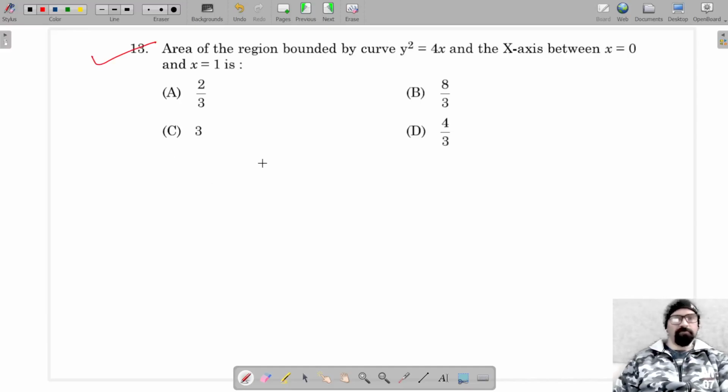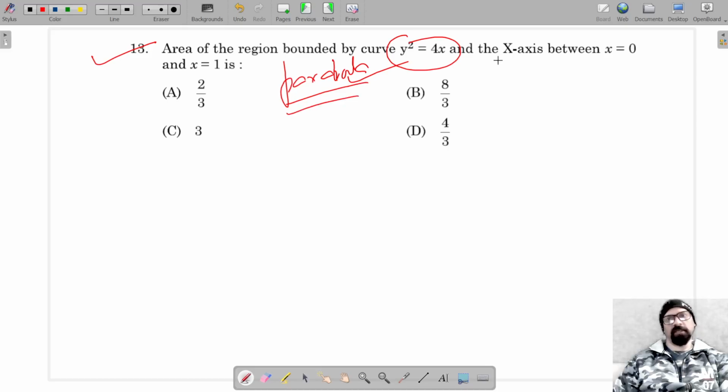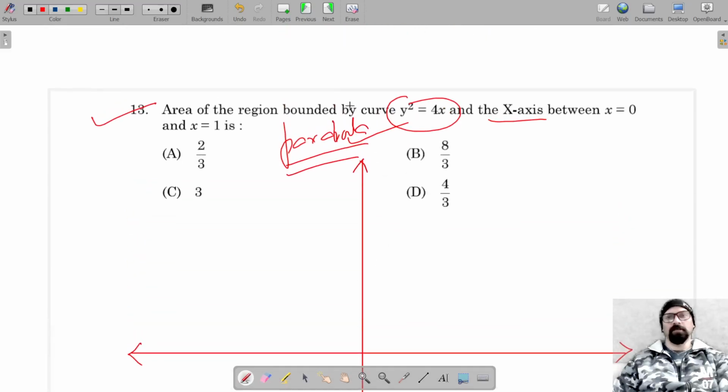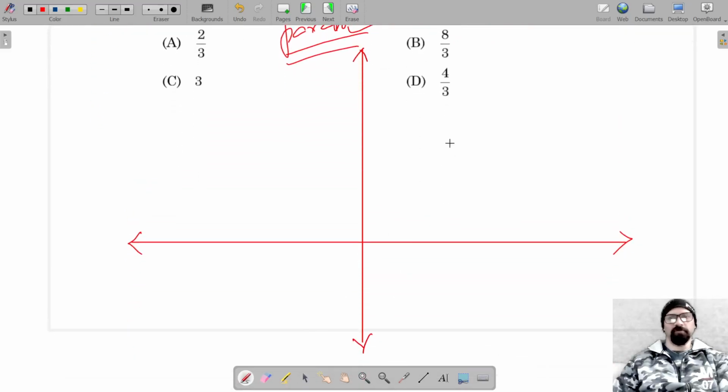For question number 13, we have to find the area of the region bounded by the curve y square is equal to 4x, which is the equation of the parabola, and which opens up on the positive x-axis, with the x-axis being its axis. So let's say this is the x-axis and this is the y-axis, coordinate axis. Now y square is equal to 4x is the equation of the parabola that opens up with x as its axis. So this is the x-axis.